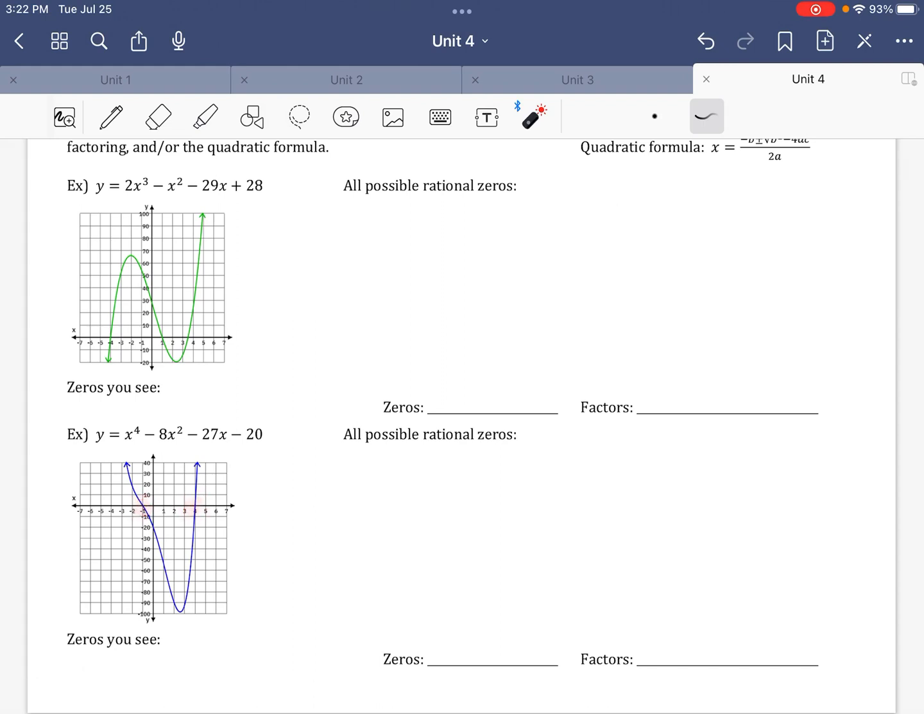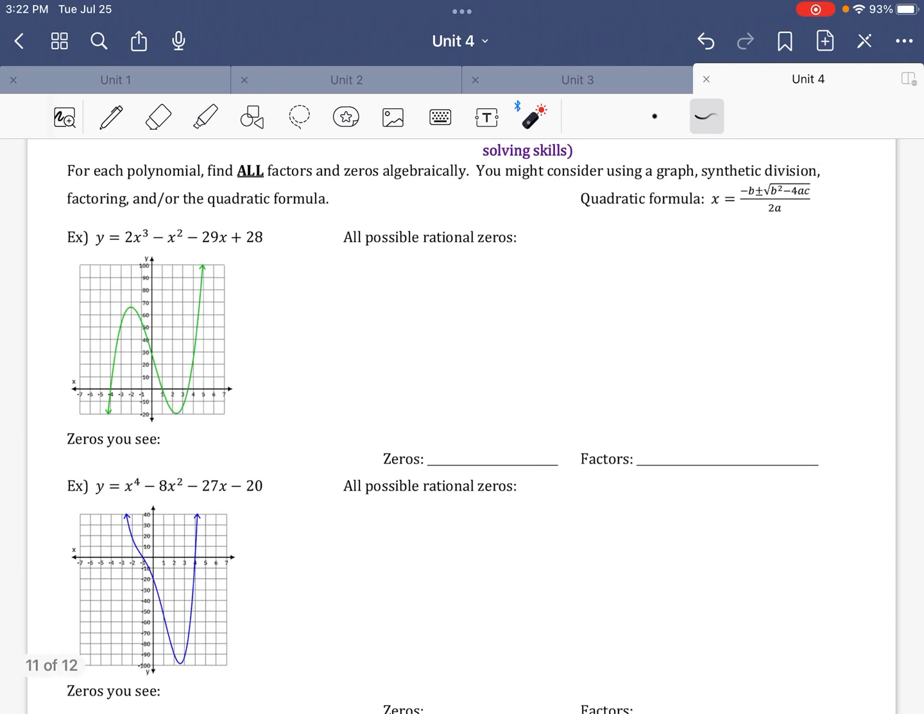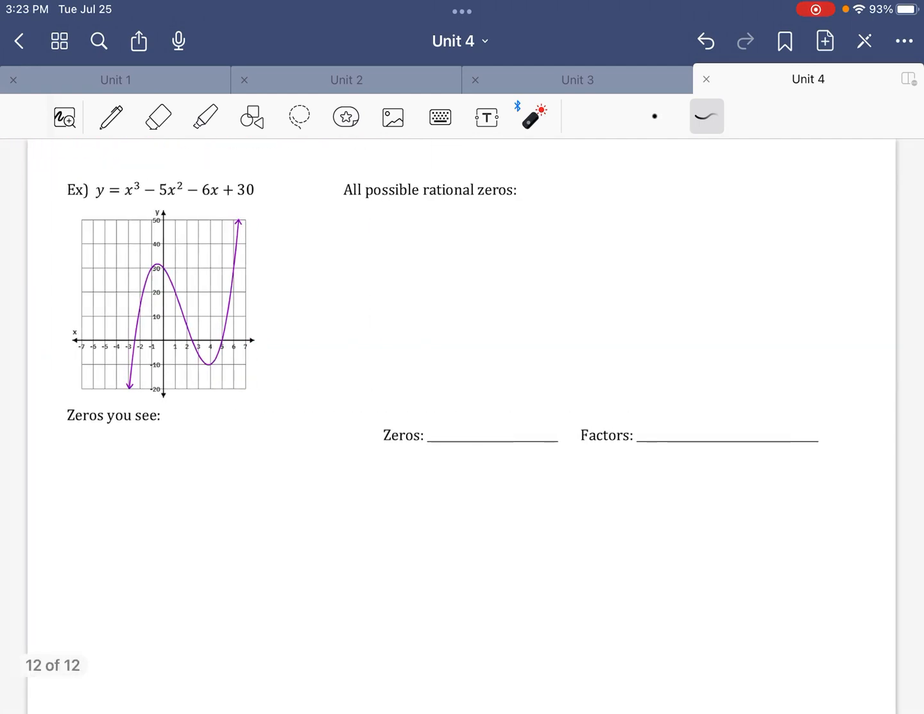Now here, I see 2 x-intercepts, but it's x to the fourth. What that tells me is that I'll have 2 real solutions and 2 imaginary solutions. It's important to note that imaginary solutions always occur in conjugate pairs, because they come from the quadratic formula and having a negative under the radical, so you're always going to have that plus or minus. Your complex solutions might be like 3 plus or minus 2i, but that plus or minus will always be in there.